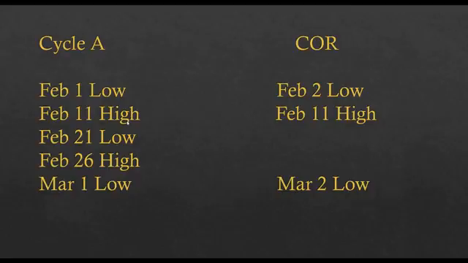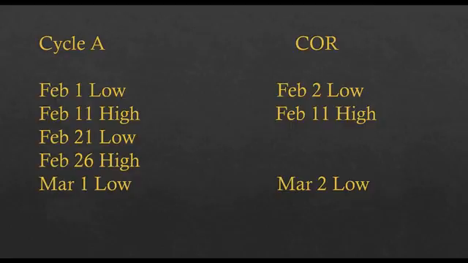These are for the Euro US dollar for February of 2016. Cycle A is February 1 low, February 11 high, February 21 low, February 26 high, March 1 low. Note that cycle A goes low, high, low, high, low. Note that the COR also goes low, high, low. Here's a rule: it never goes low, low, or high, high. It always goes low, high, low, high. And we're going to see an example of that coming up.